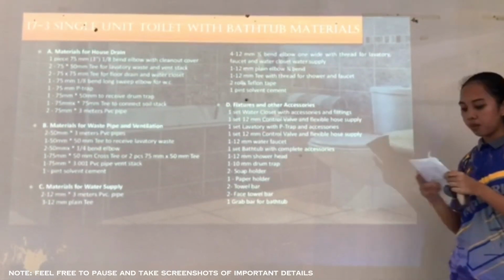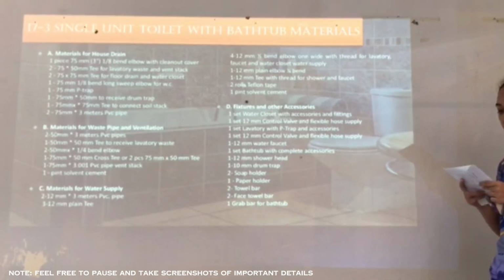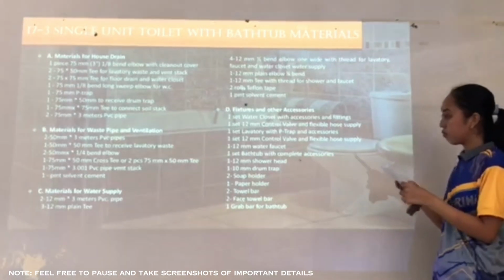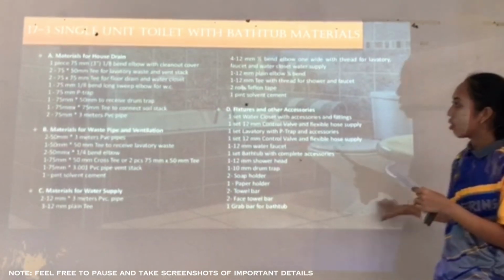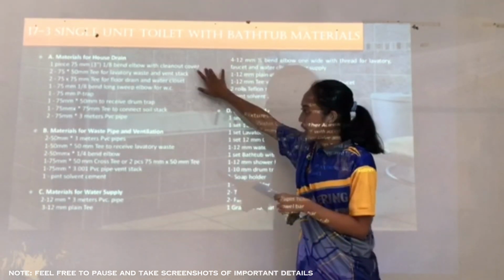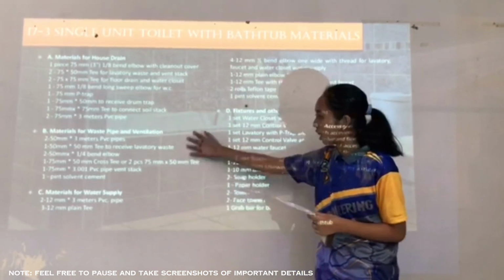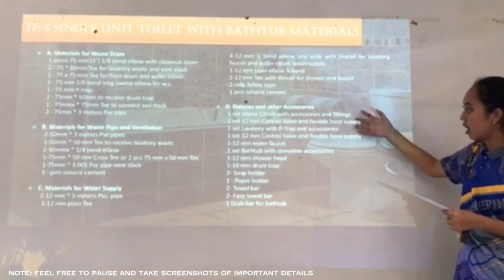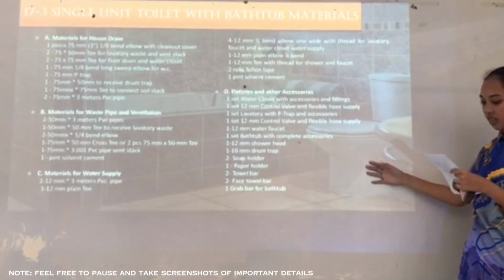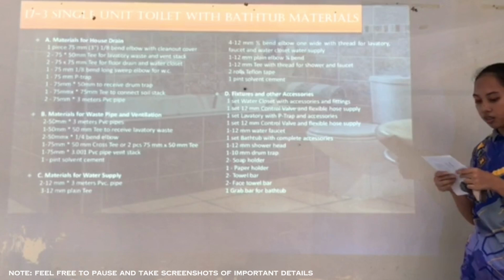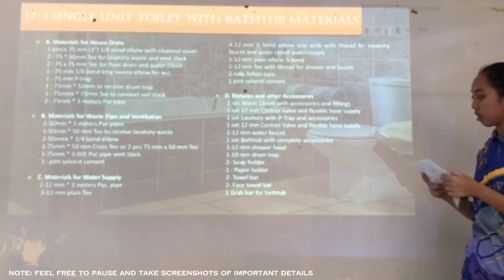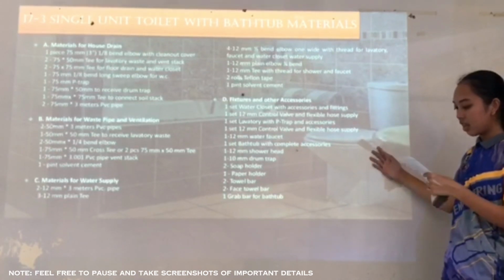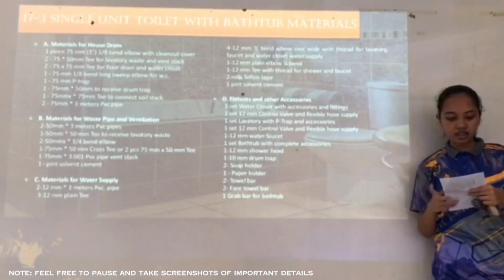So just like in the previous subtopic, these are also the list of materials required for this design. The materials for the house drain, the waste pipe and ventilation, the water supply, and the fixtures and other accessories. So the list ensures a comprehensive understanding of the components needed for this plumbing installation. Next.